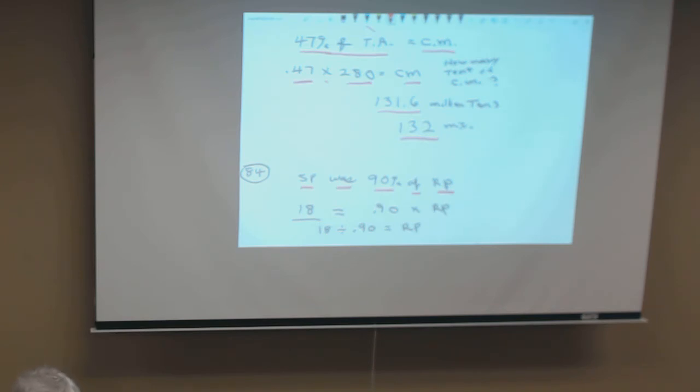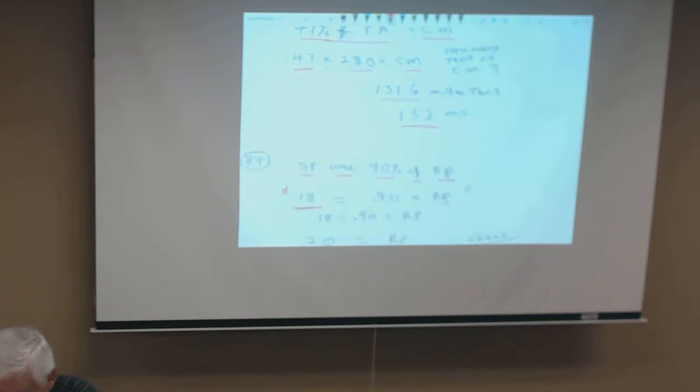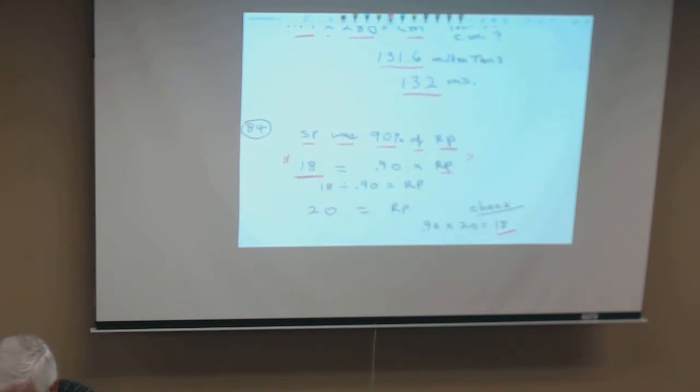And then what's SP? $18. What's the regular price? I don't know. That's what I have to find out. So I go 18 equals 0.90, of means times, the regular price. And if 18 equals this times that, then 18 divided by 0.90 will give me the regular price. What's 18 divided by 0.90? Everyone see why I'm dividing?